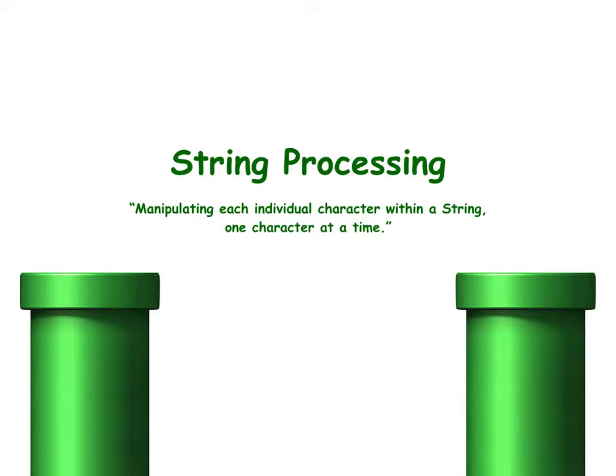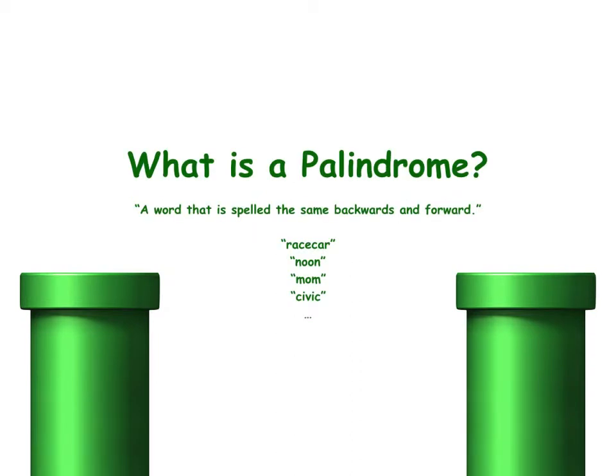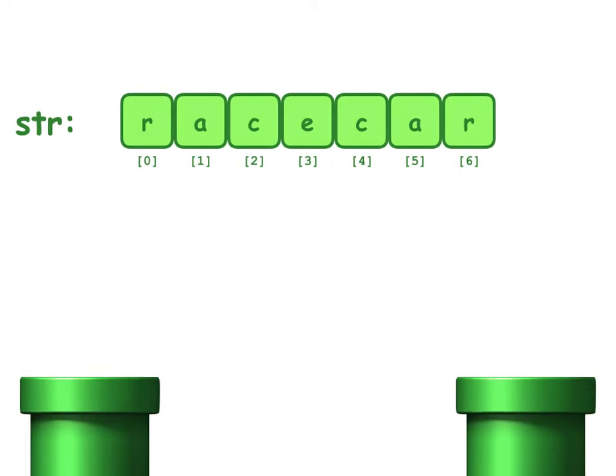Now, in this video, we're going to illustrate one example of a string processing method, just to give us an idea how these algorithms work and how they're coded. And what that method will do is determine whether or not a string is a palindrome. Now, what is a palindrome? A palindrome is a word that is spelled the same backwards and forward. Examples are racecar, noon, mom, civic. Each of these words, if you flip them horizontally, will still spell out the same exact word.